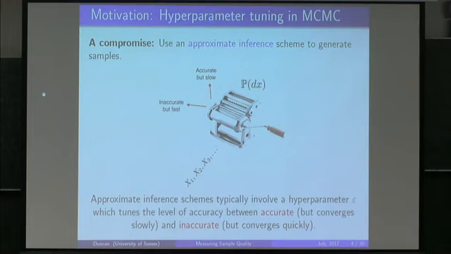If we were to use some of the standard methods for tuning, we would say, okay, let's look at the effective sample size. But the effective sample size just measures mixing. What it will do is tell you to choose it to be as inaccurate but fast, because that's what's going to maximize the effective sample size. So if you have a biased scheme, using ESS is not going to work to tune your hyperparameters.